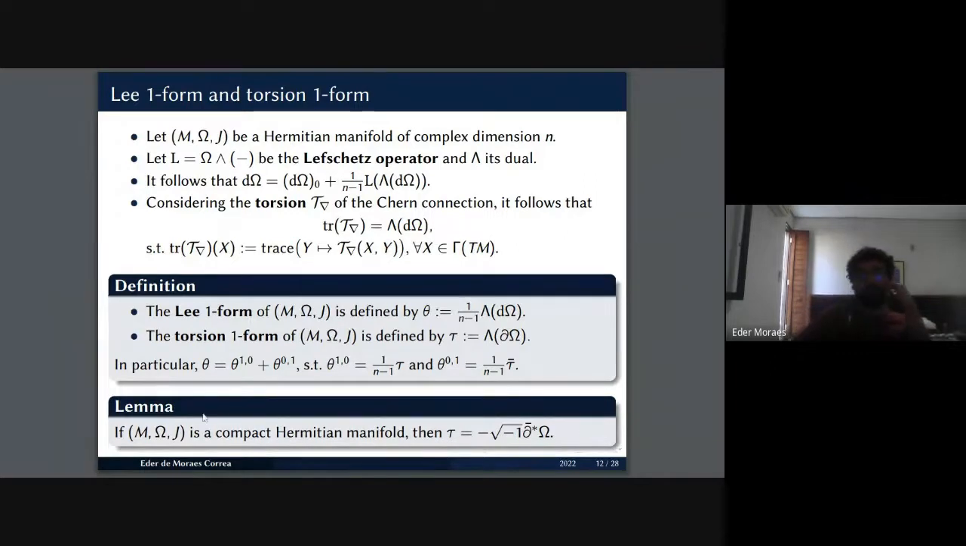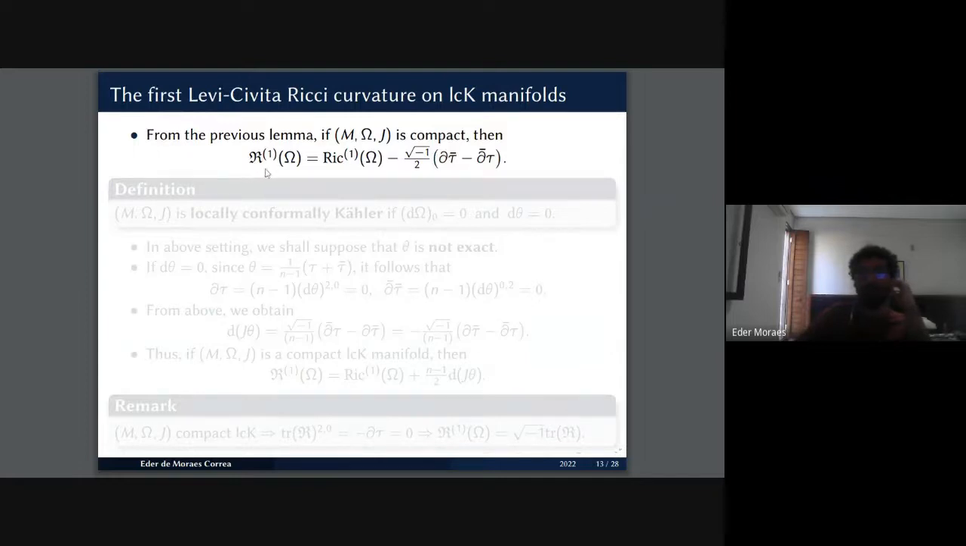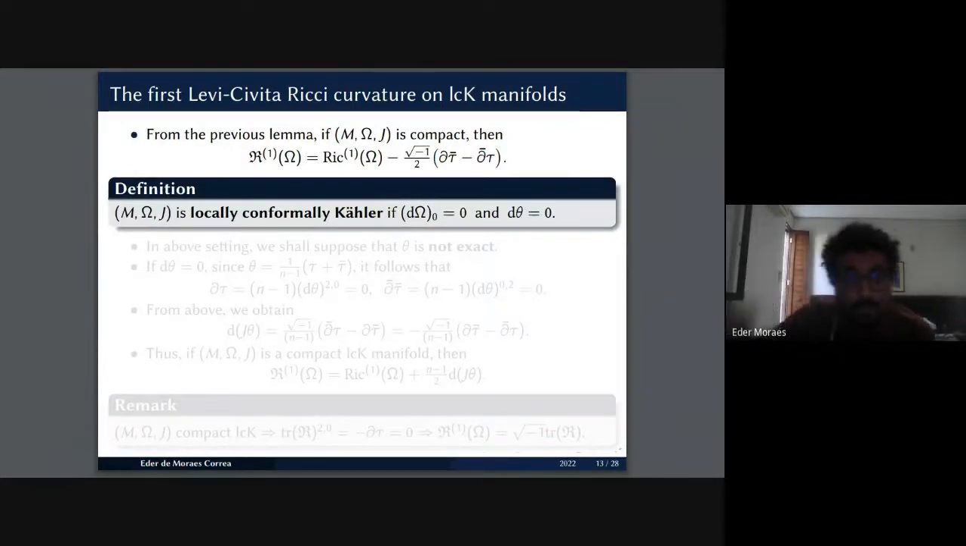So here, in the particular case when the manifold is compact, we have this relation between the torsion and this operator applied to the fundamental form, right? And this is important because we can now write the expression of the first Levi-Civita Ricci curvature using the torsion. So we have this expression. And we can improve in some sense this expression if the manifold is locally conformal Kähler. So this is the definition of what a locally conformal Kähler manifold is: a Hermitian manifold for which we have the vanishing of this differential form, right?